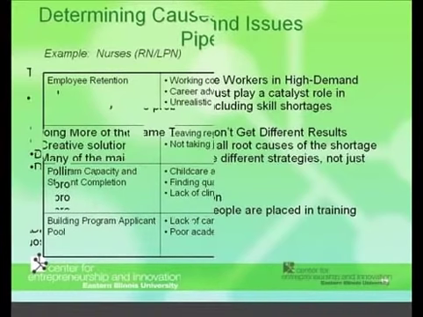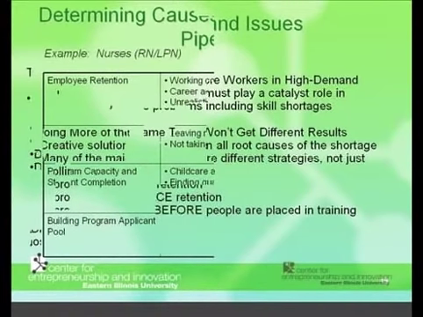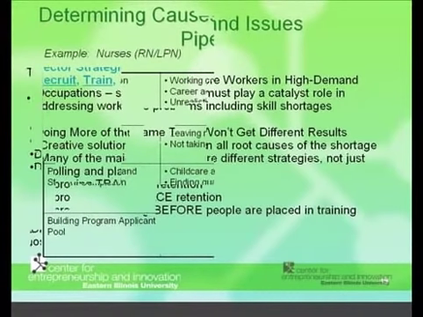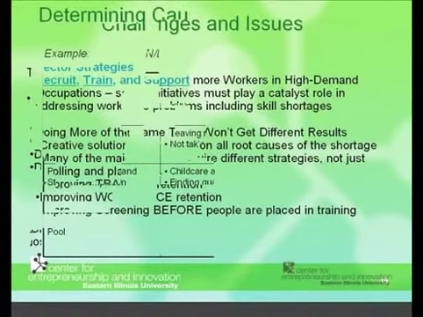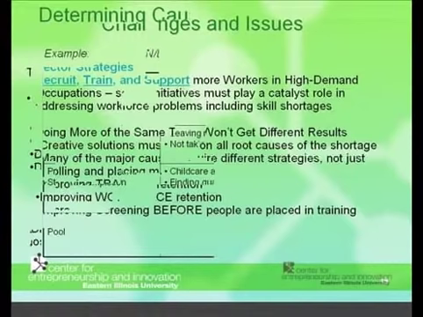Sector strategies recruit, train, and support more workers in high-demand occupations. Sector initiatives must play a catalyst role in addressing workforce problems, including areas of skill shortages. The key thing we need to keep in mind is doing more of the same thing won't get different results. Creative solutions must focus on all root causes of the shortage. Many of the major causes require different strategies, not just enrolling and placing more people.